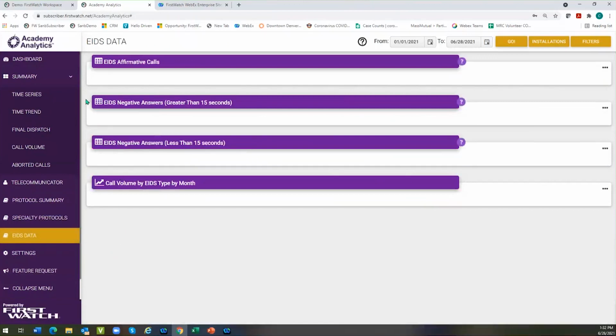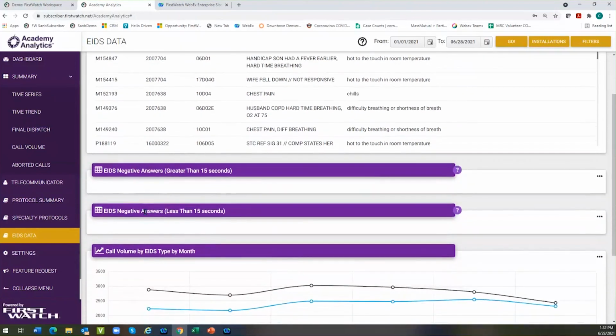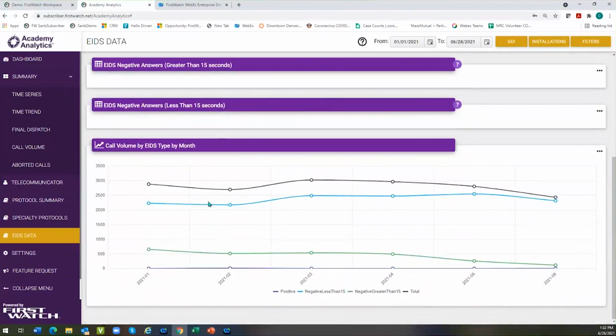In the EIDS protocol, here we're able to see the number of times the EIDS protocol was used where the answer to the EIDS questions were answered in the affirmative. If there had been a time when any of the EIDS questions received a negative answer where the telecommunicator was in that section of the protocol for greater than 15 seconds, it would be indicated here. If they answered negative but were in that section of the protocol for less than 15 seconds, it would be indicated here. Now we're also able to see call volume by EIDS type by month.